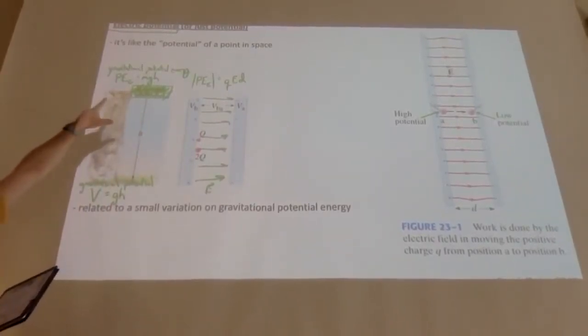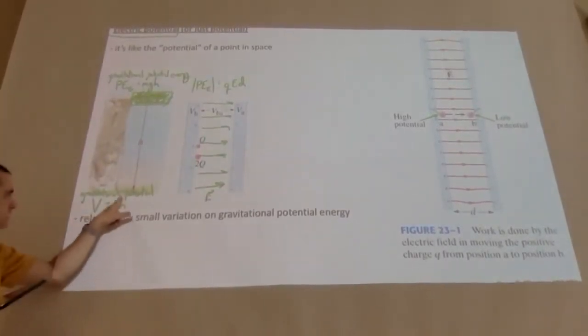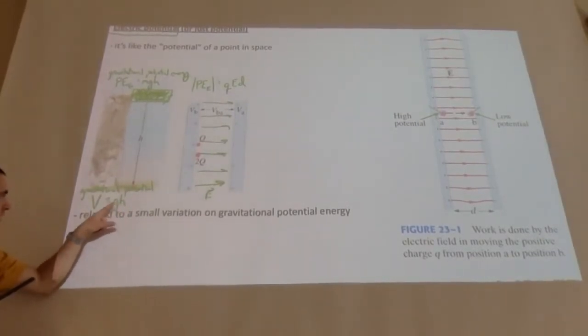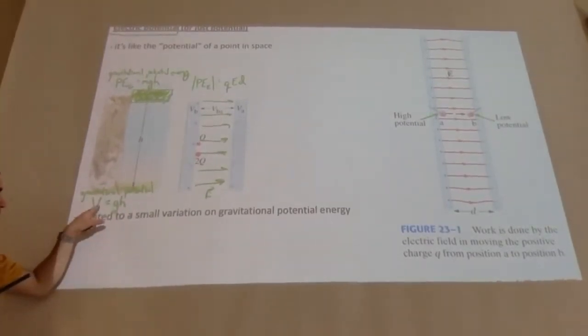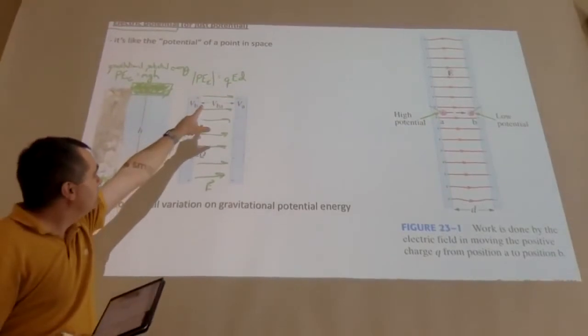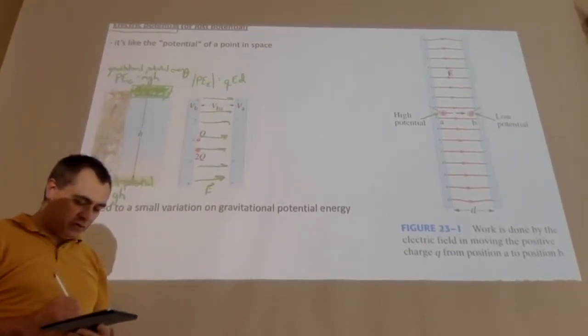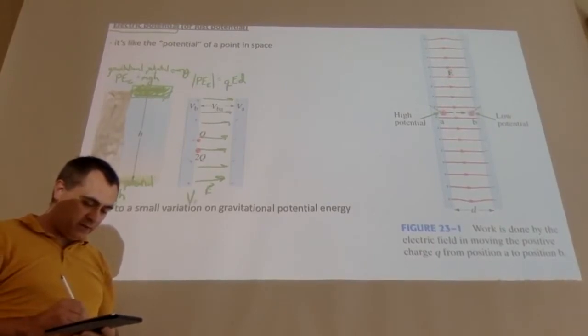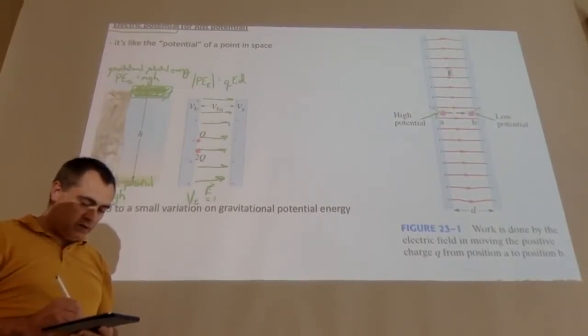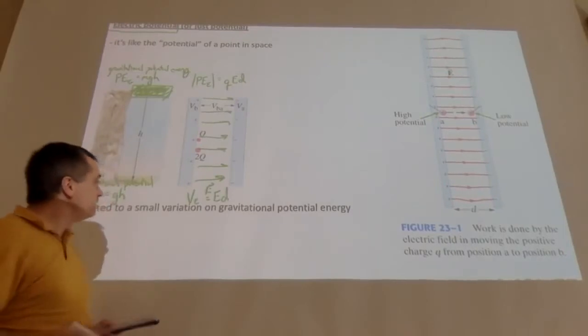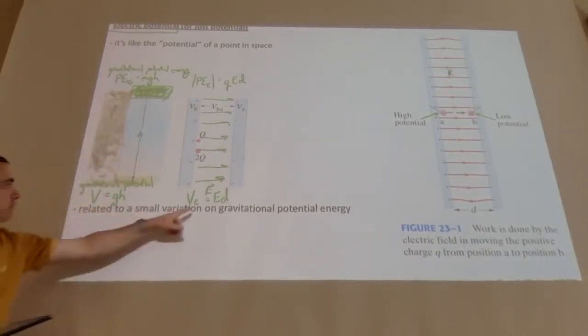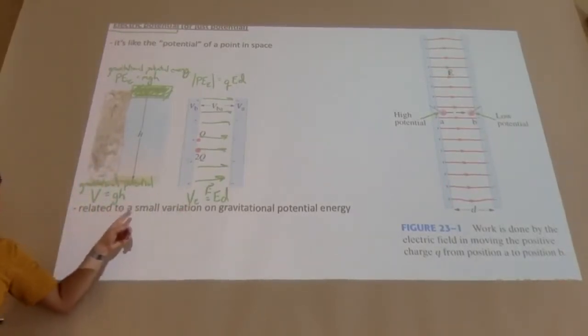So notice the way these equations are working out. Here I said, okay, remove the mass, and then I can say that this location above the ground inside of gravity has potential. Look at this equation. If I take out the charge, so let's do that down here, V sub E just equals E times D. These look an awful lot alike, right?